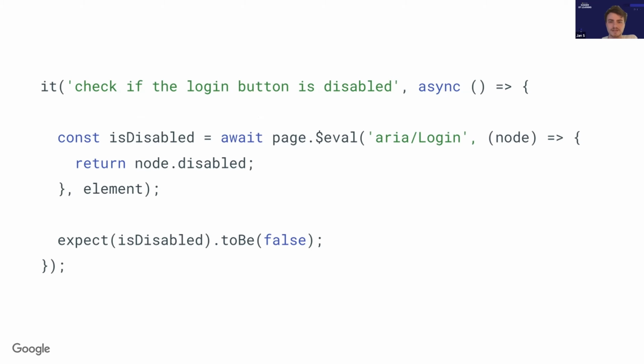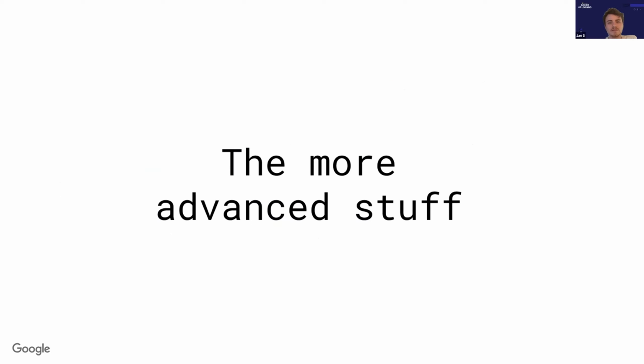Because this is a rather common scenario, we already went ahead and included a $eval method for it. So you can pass it the selector, and it will then query that element and pass it as the first argument to the function that is executed in the context of the page. Okay, cool. So let's get to the a bit more advanced stuff, and I hope you're as excited as I am about that.